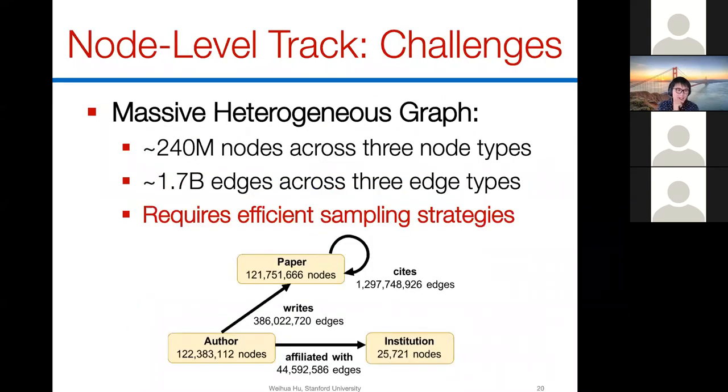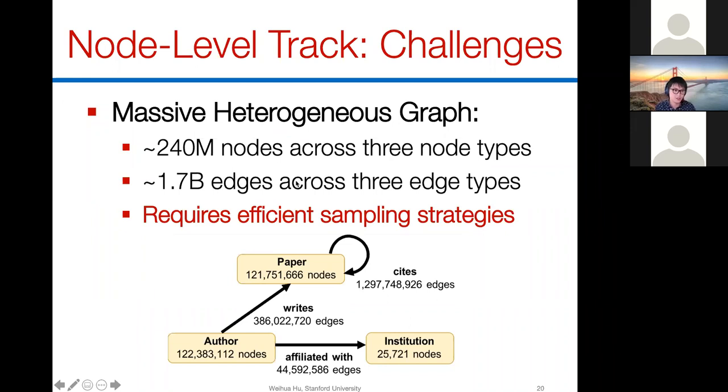And it's a very massive graph. We have 240 million nodes in total. It's 1.7 billion edges across the edge types, and this requires efficient sampling strategies to train state-of-the-art graph neural networks. The statistics are summarized in this figure.